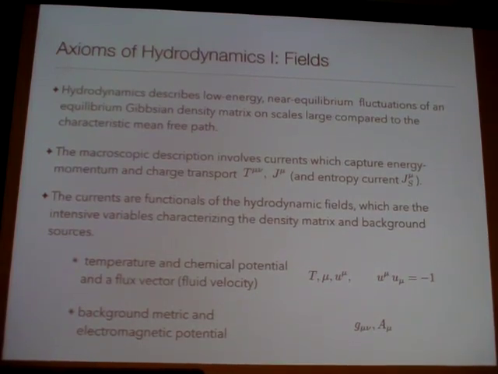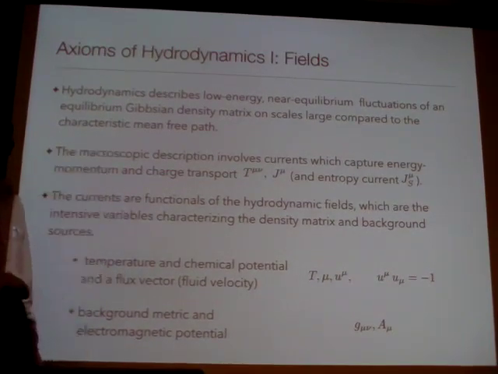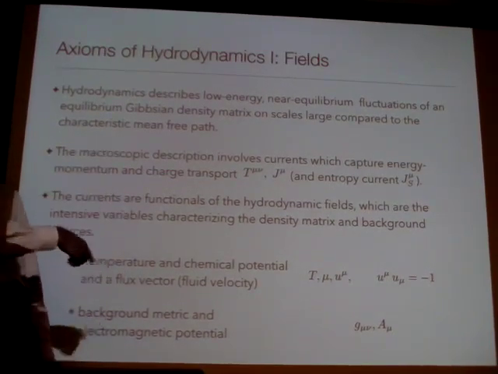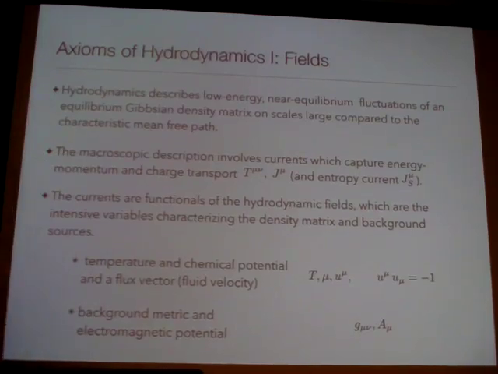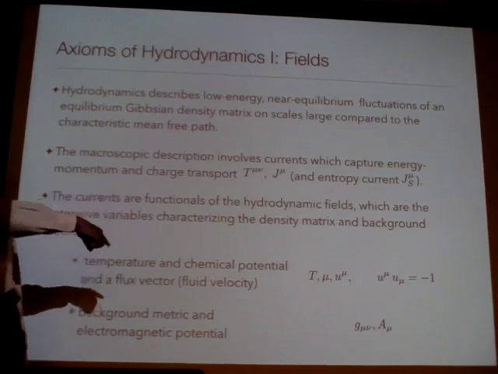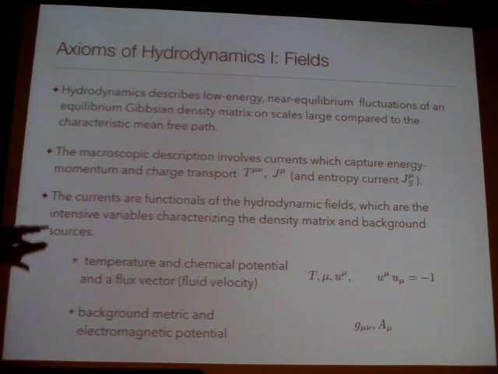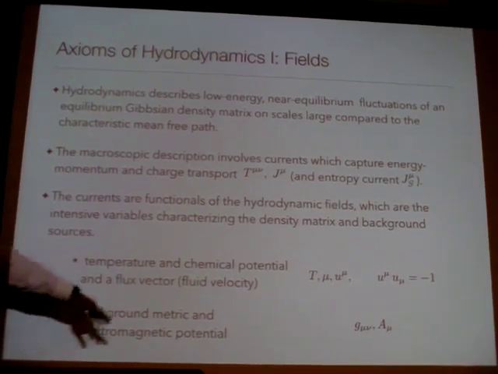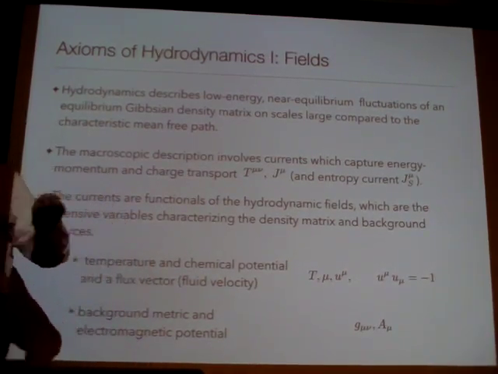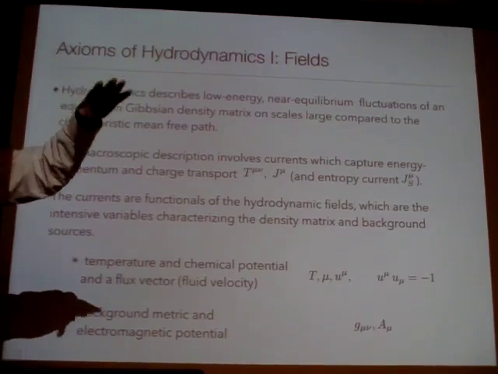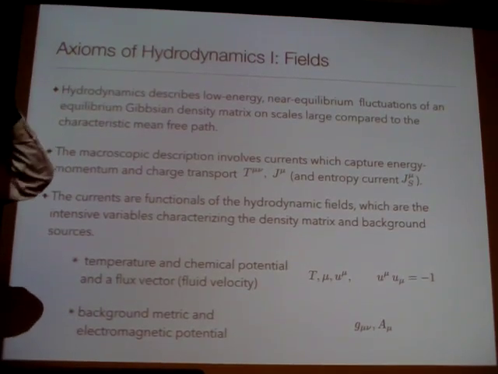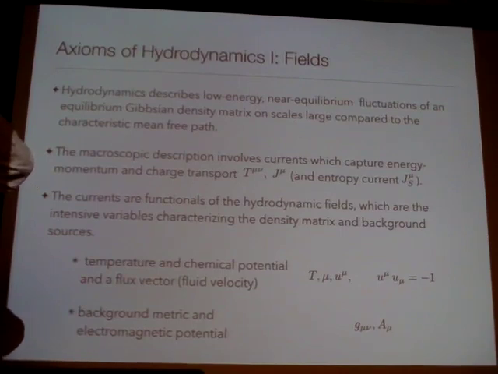Is A_mu sourced by J^mu? No, A_mu will couple to J^mu, so these are non-dynamical objects. A_mu doesn't have a kinetic term, if you like. And this g_mu nu, by the way, will be a rigid background. You're free to pick whatever background you want. But in order for the hydrodynamic theory to be valid, you also want these background metric and gauge fields, which are classical sources, to vary very slowly. They shouldn't vary very rapidly, because if things are varying very rapidly, you're outside the regime of this effective field theory.